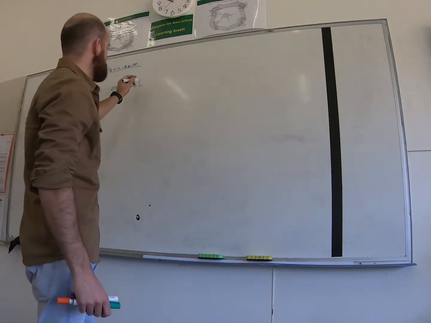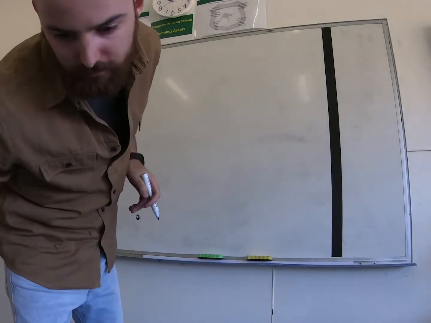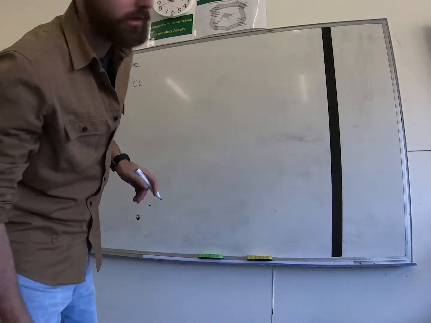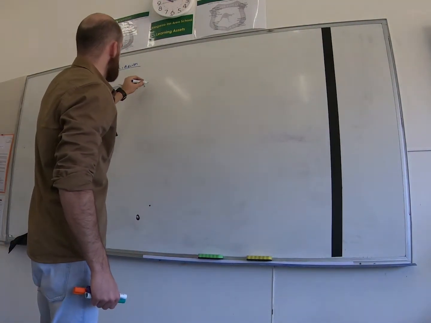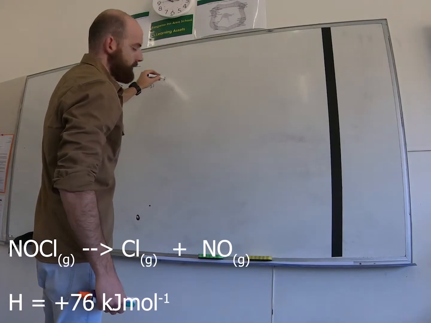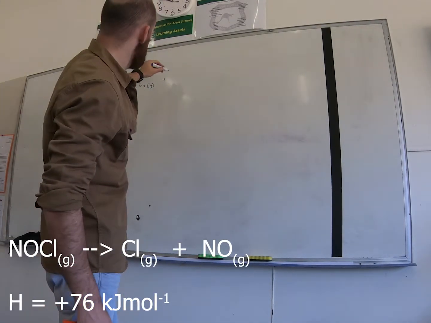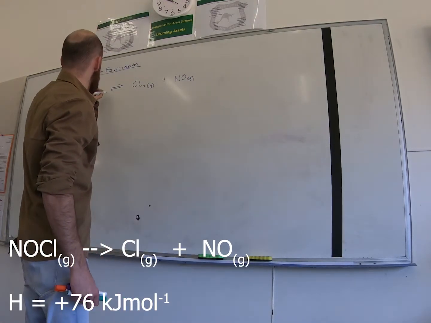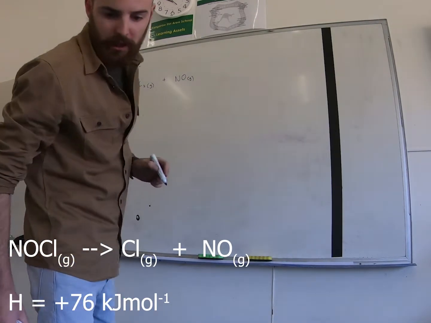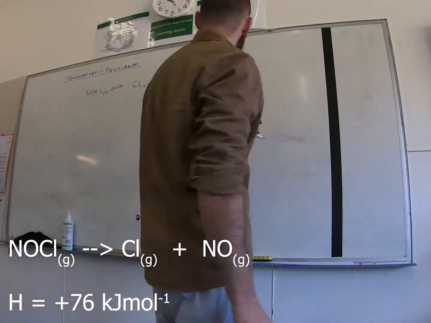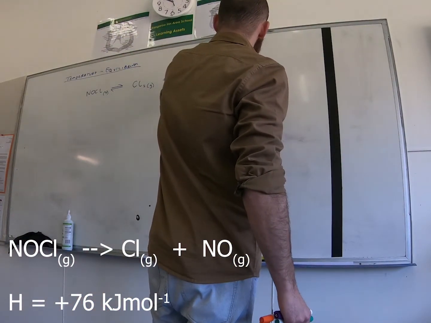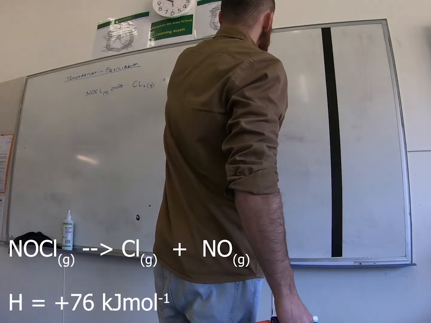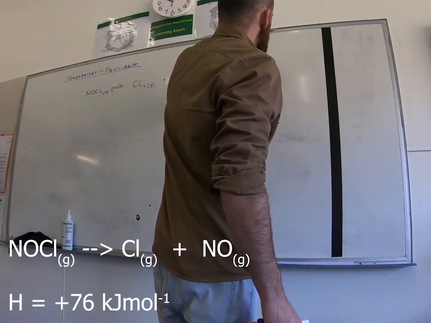NOCl dissociates to make chlorine and nitric oxide. It's a gas. Okay, the delta H value for the reaction is positive 76 kilojoules per mole.